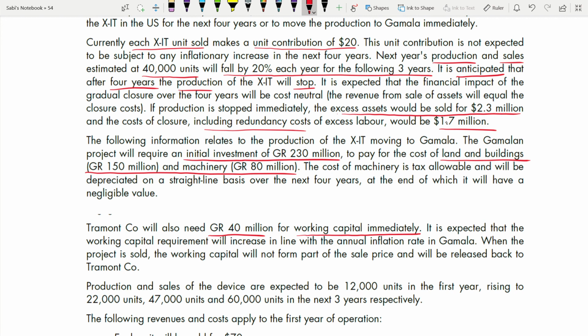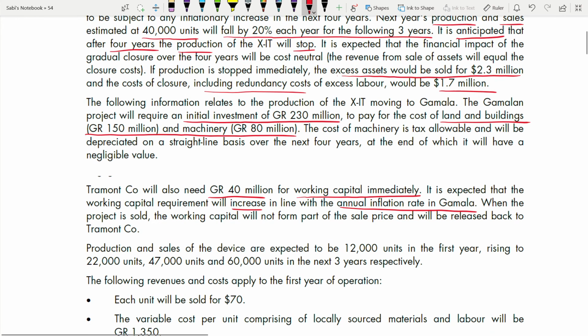So this will increase with the inflation rate in Gamala when the project is sold. Of course, by the fourth year, it will be sold. The working capital will not form part of the sale price and will be released back to Tramont. It is always released back only. That's what we assume for the working capital.